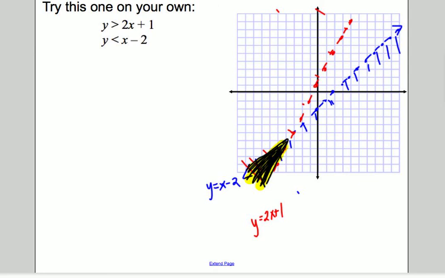If you didn't get this one right and you couldn't figure out why not and you have questions, ask your teacher. Otherwise, try the next problems on your own and be sure to ask questions as you go and get your answers checked along the way. Okay, good luck and be careful with your shading.